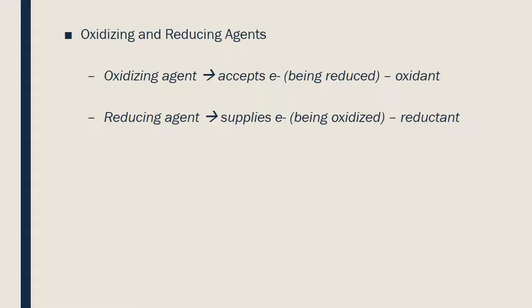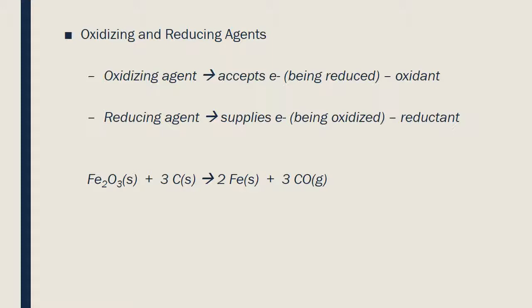Therefore, the way to remember who's an oxidizing agent and who's a reducing agent: identify who's being oxidized and who's being reduced, and they're the agent of the opposite, essentially. So here we have a reaction, and we go through and look at it. We need to identify who's being oxidized and who's being reduced.